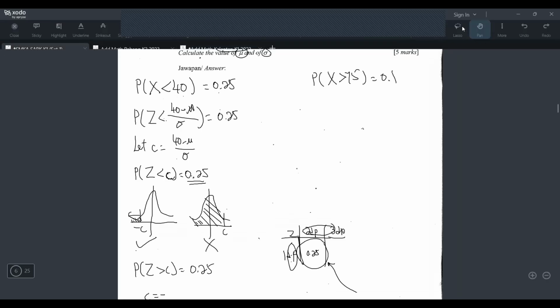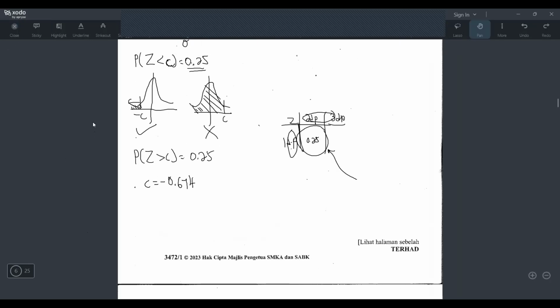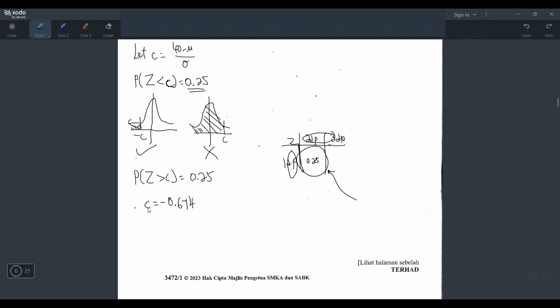And when we write it here, we have to write negative, right? Why do we have to write negative? Because just now I already told you, the C is negative. Once we reach here, we can write (40 minus mean) divided by standard deviation equals negative 0.674, because you let C equal (40 minus mean) over standard deviation. So now you already get your C, you have to change it back.